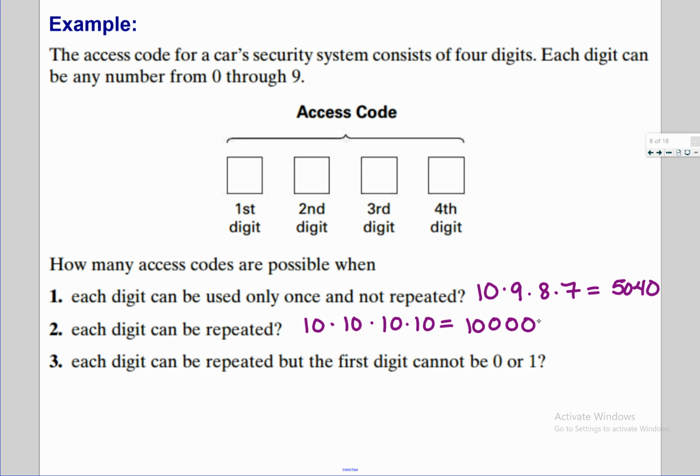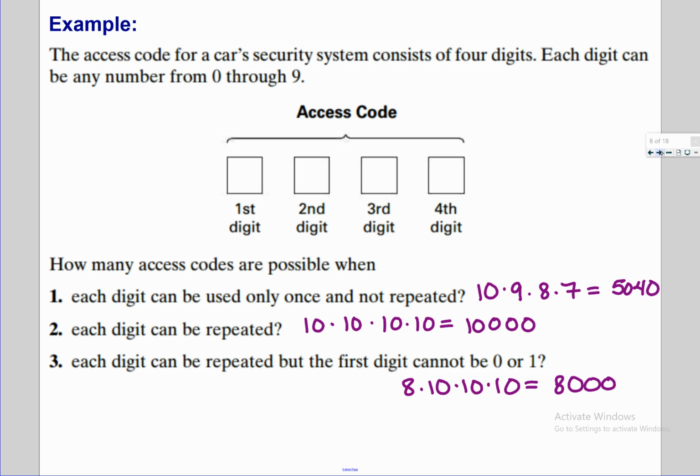Okay. What about if each digit can be repeated, but the first digit cannot be a 0 or a 1? So how many choices do I have for the first digit? 8. And then for the other digits, it said each digit can be repeated, but only the first digit can't be a 0 or a 1. So the other ones could be a 0 or a 1. So it's going to be 10 for each of those. So 8,000 I can get for that. Okay, does that make sense?